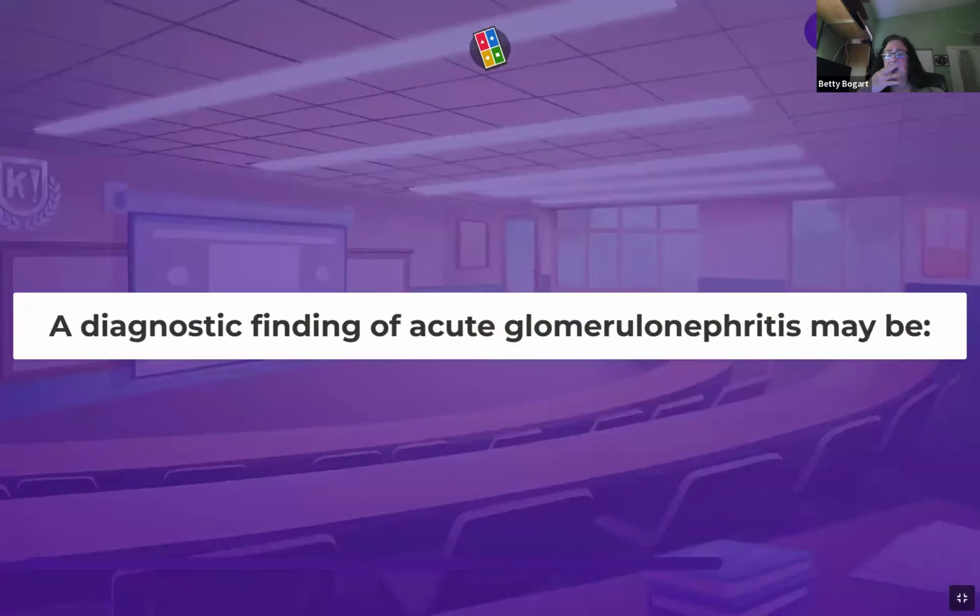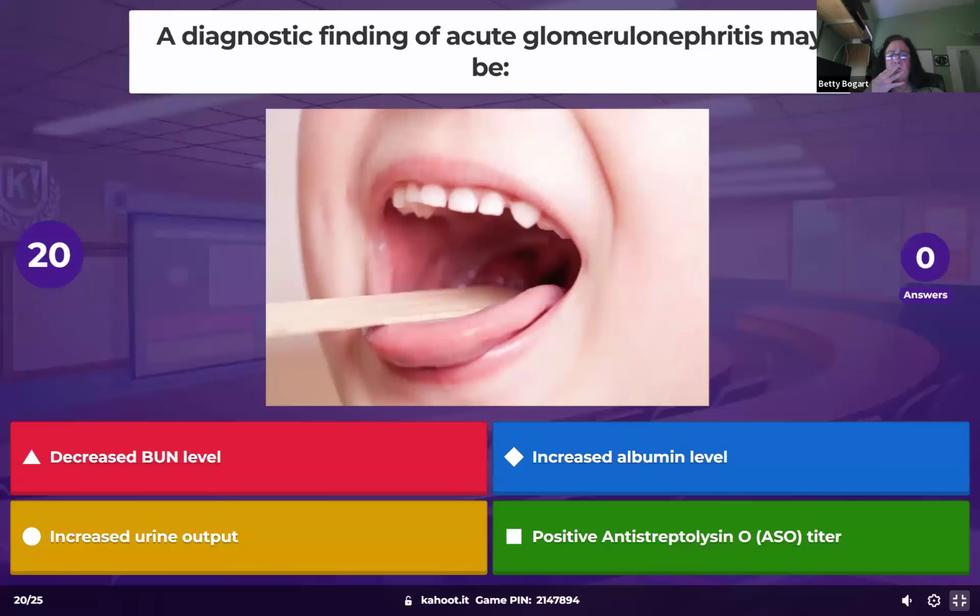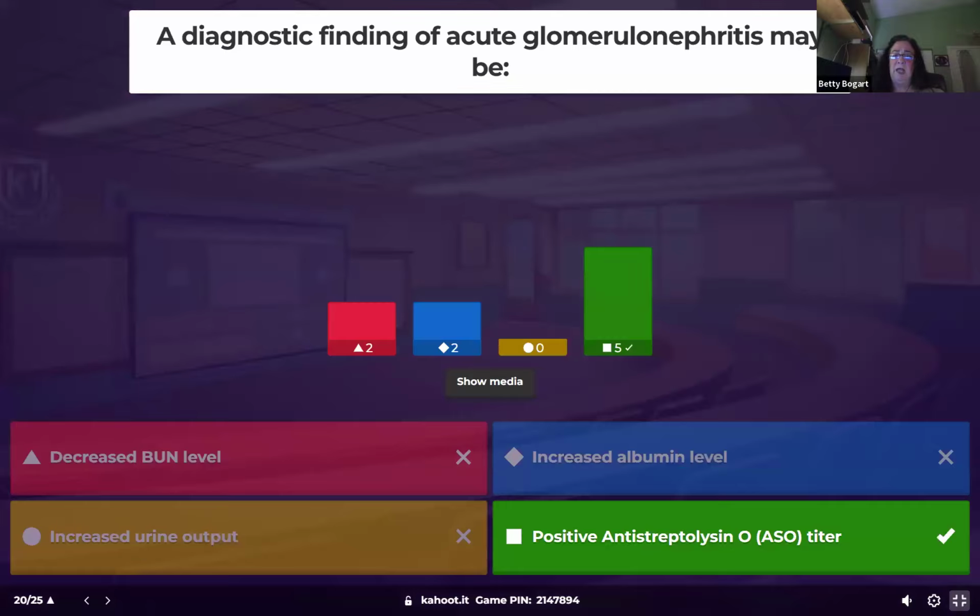A diagnostic finding of acute glomerulonephritis may be... If you didn't know if your child had a sore throat or they were with somebody else, we can do a blood test and confirm that they had a strep infection. It's a positive anti-streptolysin titer, a positive ASO titer. Look at the word strep in there. Strep is telling you you're measuring strep in the blood, and that gives you the positive. Now we know, treat it with long-term antibiotics.